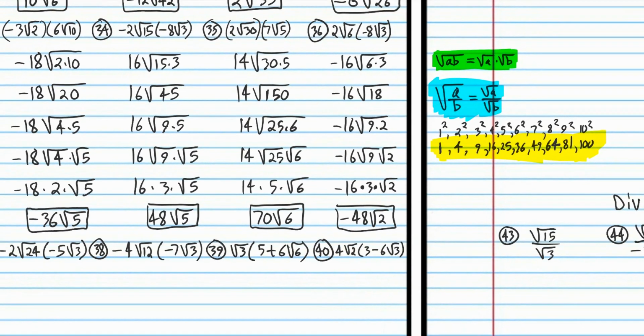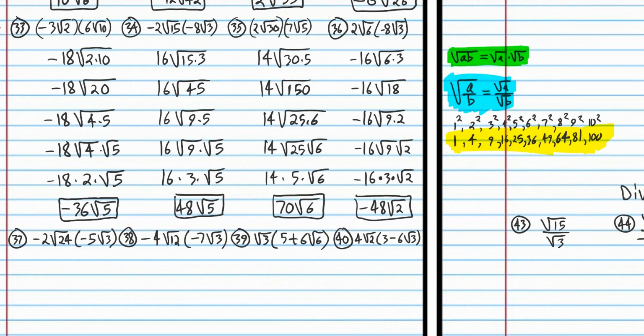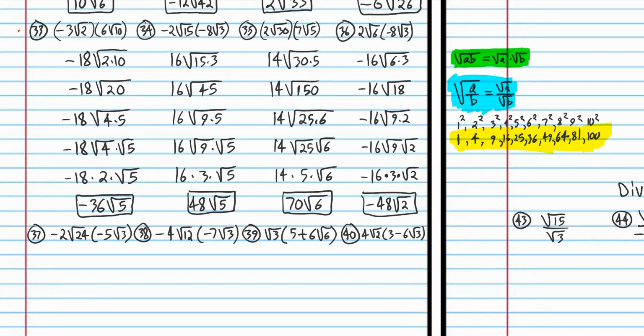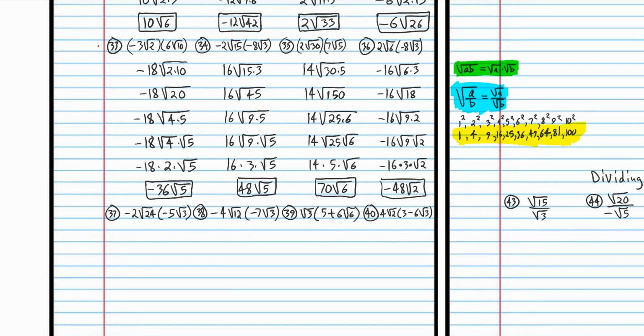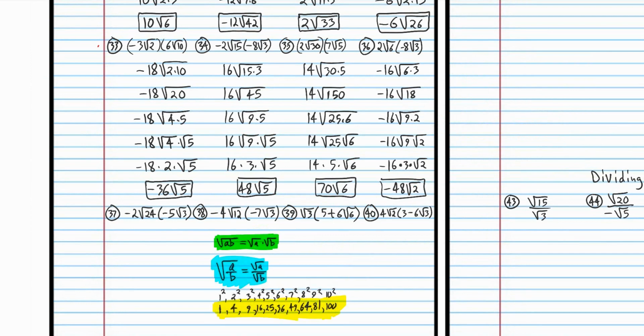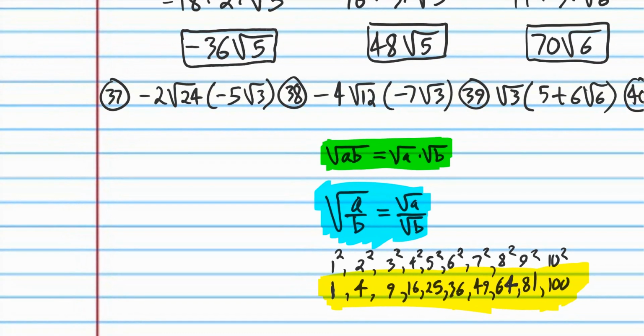All right. On to number 37. So why don't you try number 37, and when you come back, we'll do it together. All right, we're back. 3 times 24.